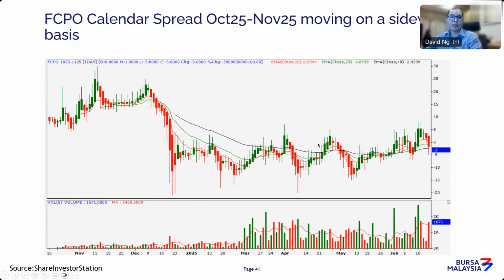Now, this is the October and November calendar spread. Again, you can see a very similar pattern, because September-October is sideways. Very likely the October-November calendar spread also shows a similar pattern. Now, look at the volume.